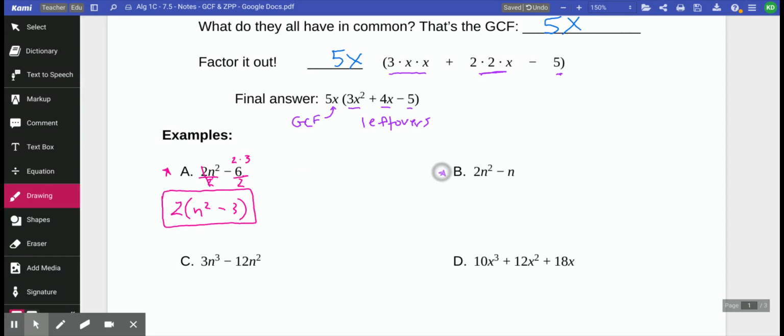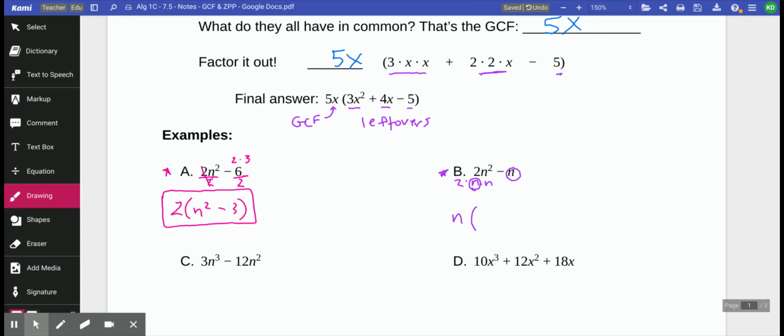So for example B, it starts out very similar. We have 2n squared minus n, right? So now if I start with looking at my coefficients, I'm going to see 2, but I'm not going to see another coefficient, which really means it's 1, but I can't really factor out a 1 because it's not really going to show, right? We're going to ignore 1s when we're factoring. So I can't factor out any numbers, but I can factor out an n, right? N squared is n times itself, so this is really 2 times n minus n. So we have an n in both of these. So that's going to be my greatest common factor.